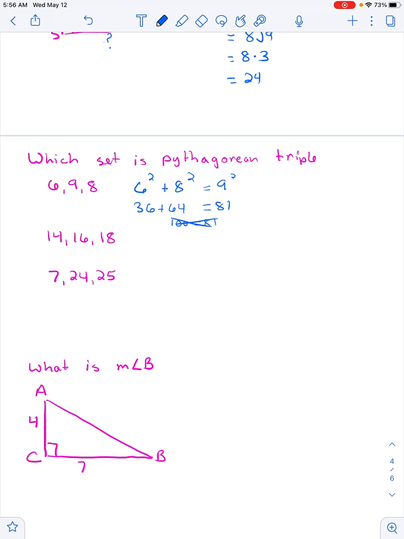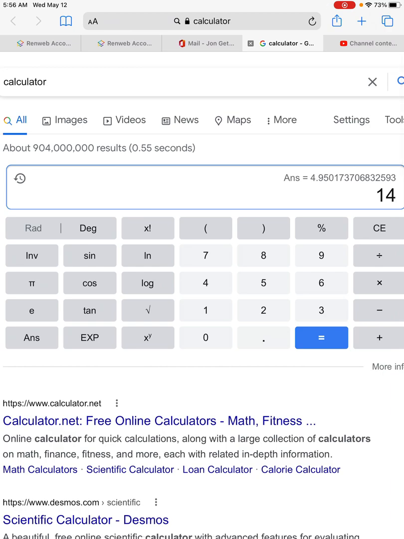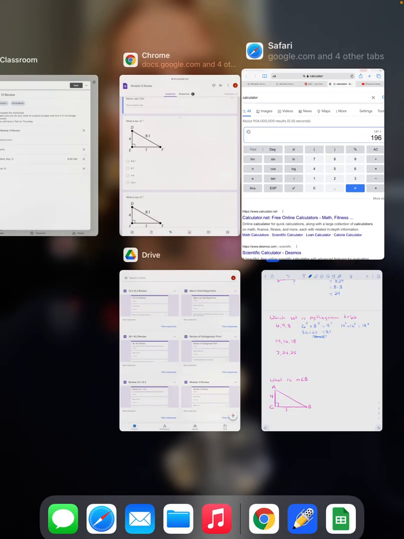So then we have 14, 16, and 18. So 14 squared plus 16 squared needs to equal 18 squared. So 14 squared equals 196.